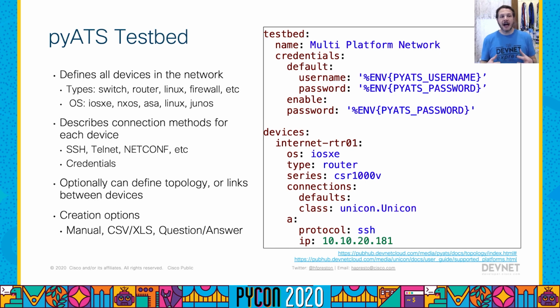You also have the option inside of your testbed to describe links. How are the interfaces connected between all of these devices? That's not mandatory, but for more advanced testing, you can describe the intended source of truth for how the network is supposed to be set up, and then verify operational state against those as they go in.